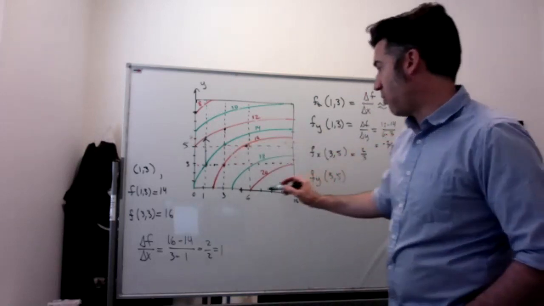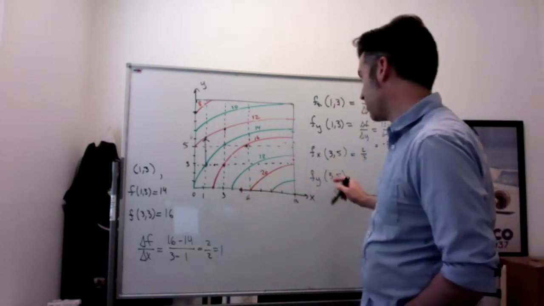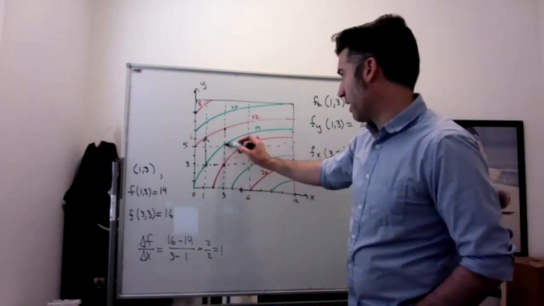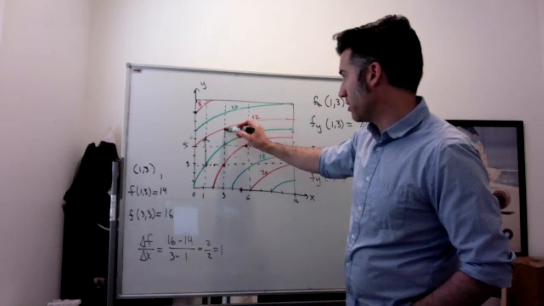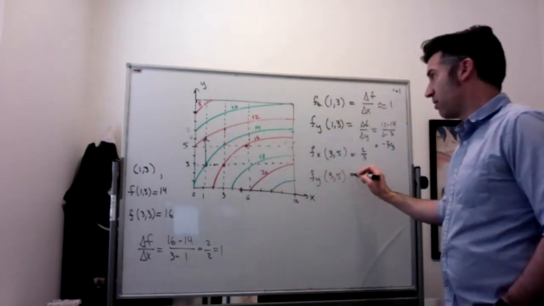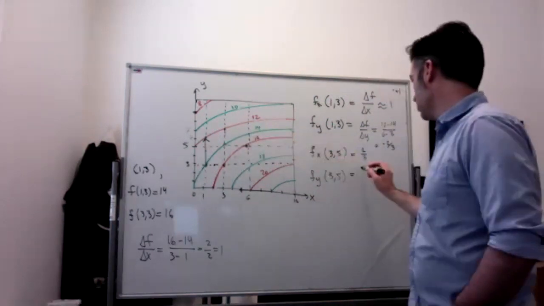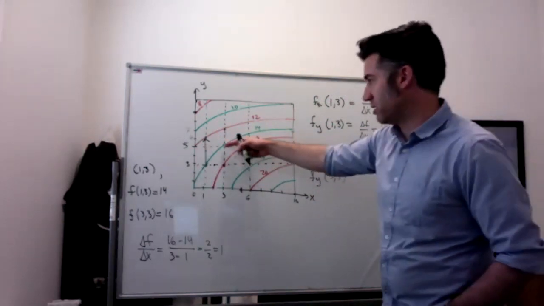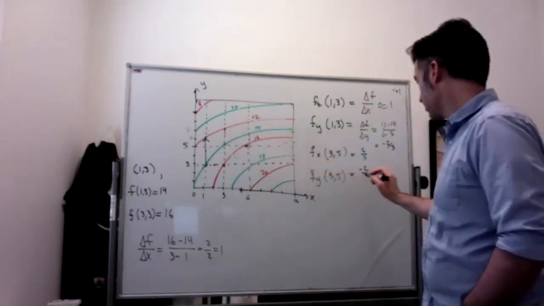And then for fy at the same point, (3, 5), if I go up to the next value, my function value is decreasing by 2, and my y value seems to be increasing by 2.